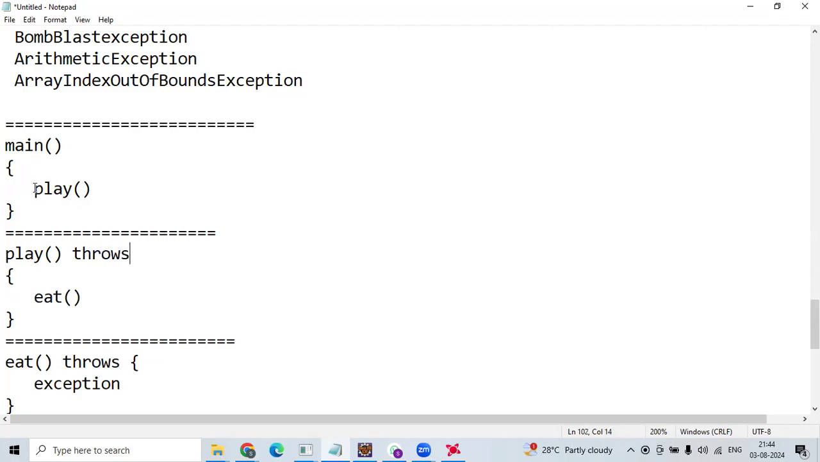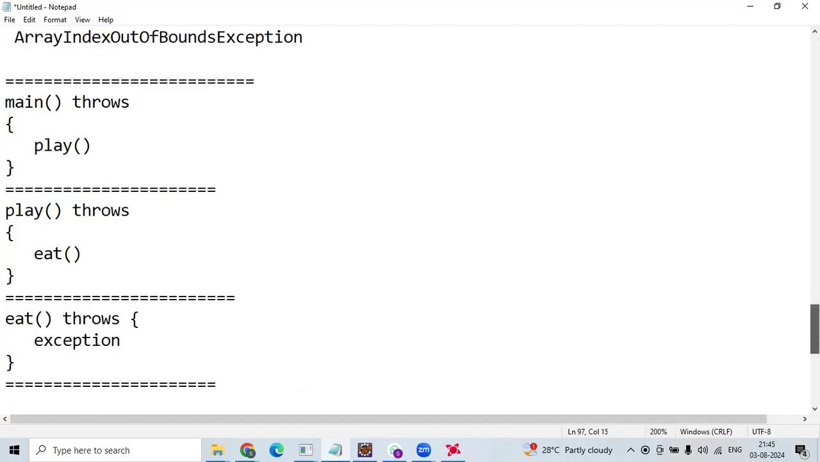And the main method is the starting point, right? Here also you are not handling, you are throwing. Then who will print the exception message, guys? Then who will handle the exception? Guys, is my question clear?